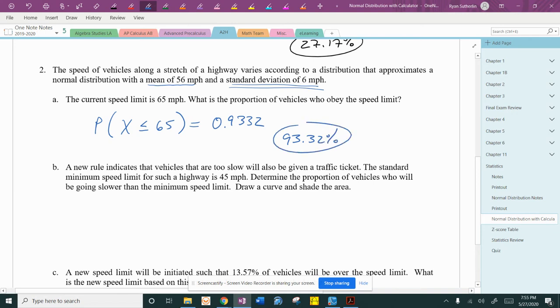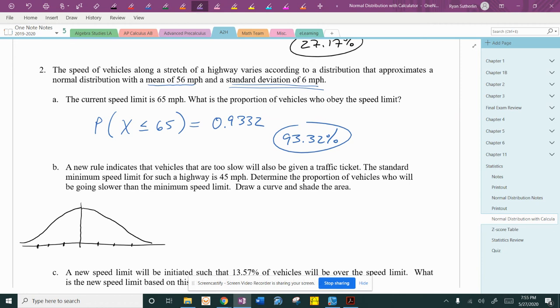B, a new rule indicates that vehicles that are too slow will also be given a traffic ticket. The standard minimum speed limit for such a highway is 45 miles per hour. Determine the proportion of vehicles who will go slower than the minimum speed limit. Draw a curve and shade the area. So this is kind of what I was saying in the previous problem. We can kind of get an idea of what our answer is going to be, and then the calculator can kind of verify that.